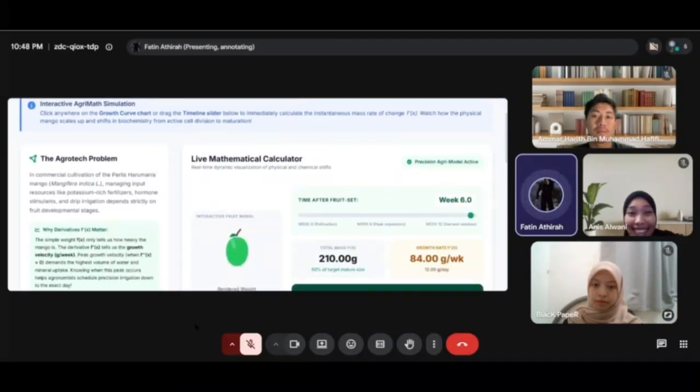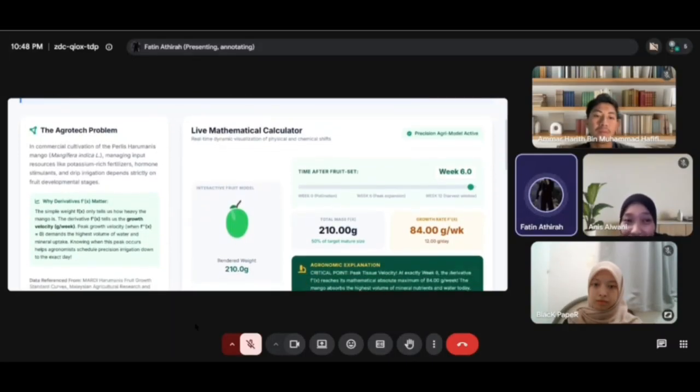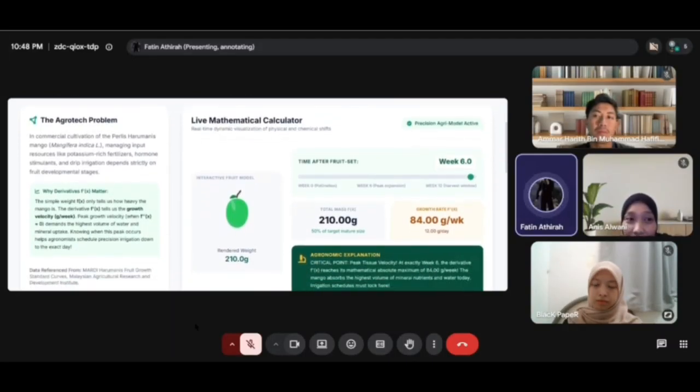Okay, so the main problem for Harum Manis farmers is guessing the exact maturity of the fruit. If they harvest too early, the mangoes are sour. If they harvest too late, the fruit spoils. Relying on guesswork causes high financial loss. So we need math to calculate the exact growth rate.